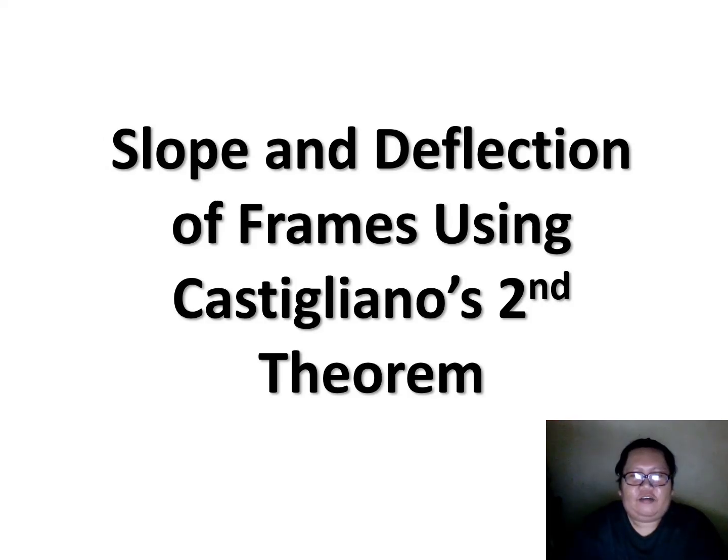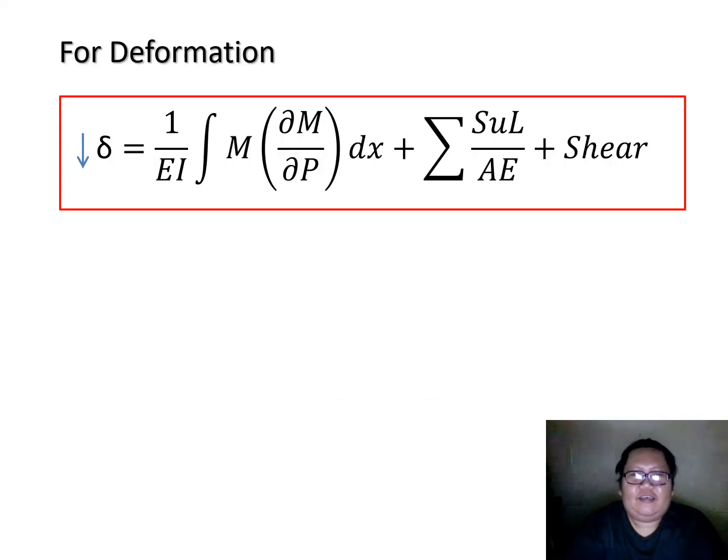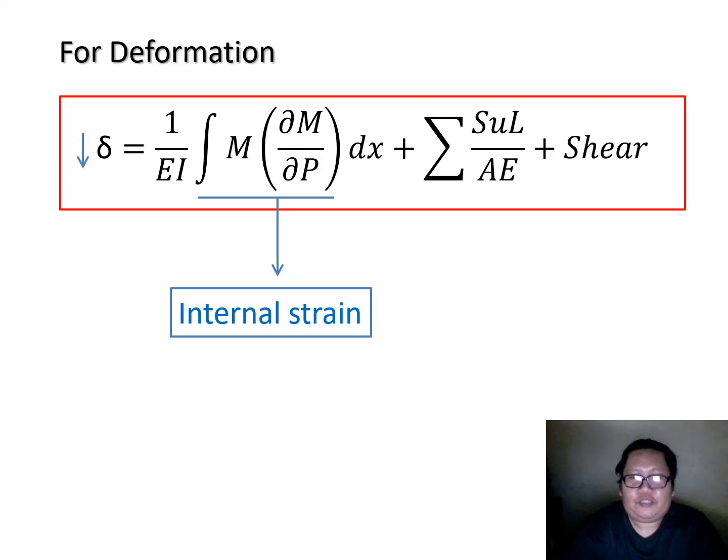Slope and deflection of frames using Castigliano's second theorem. Basically, we have already understood that in using Castigliano's second theorem, all we have to do is get the integral of the moment, or the internal moment caused by the loads, and its partial derivative with respect to P as the product. And of course, we're going to multiply the integral by 1 over EI. This is due to the internal strain caused by the loads being applied.